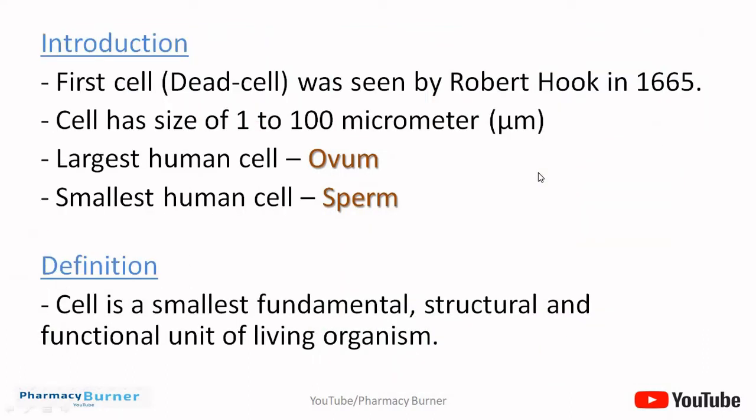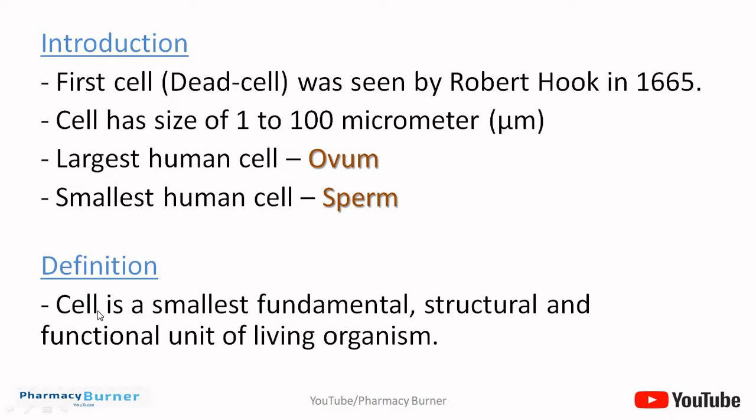First, introduction. The first cell was seen by Robert Hooke in 1665, which was a dead cell in a plant. Normally, a cell has a size of 1 micrometer to 100 micrometer. In humans, the largest cell is the ovum while the smallest cell is the sperm.